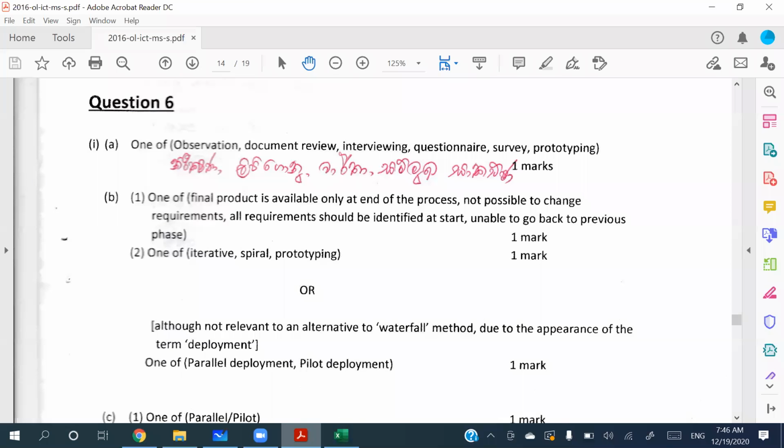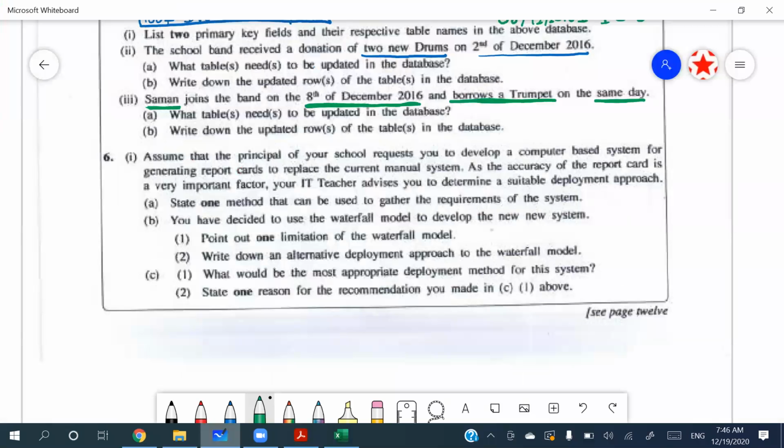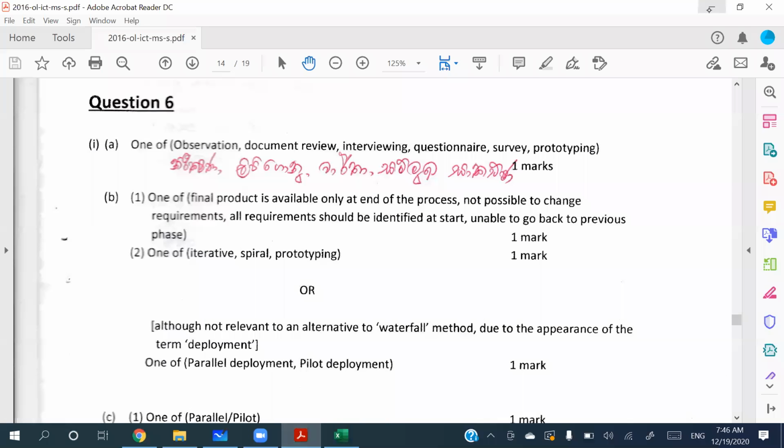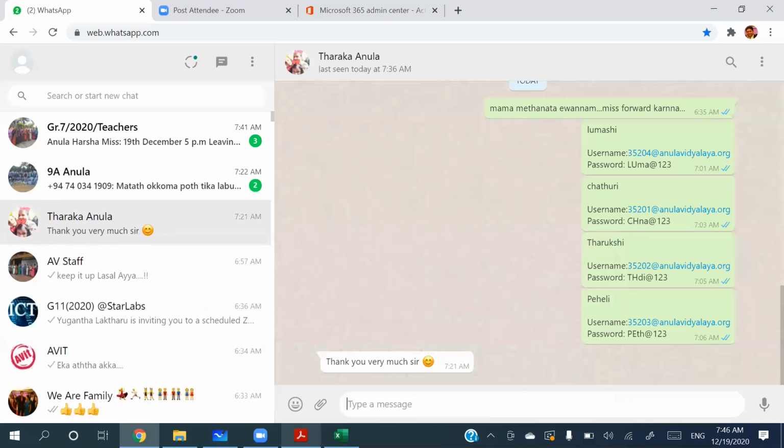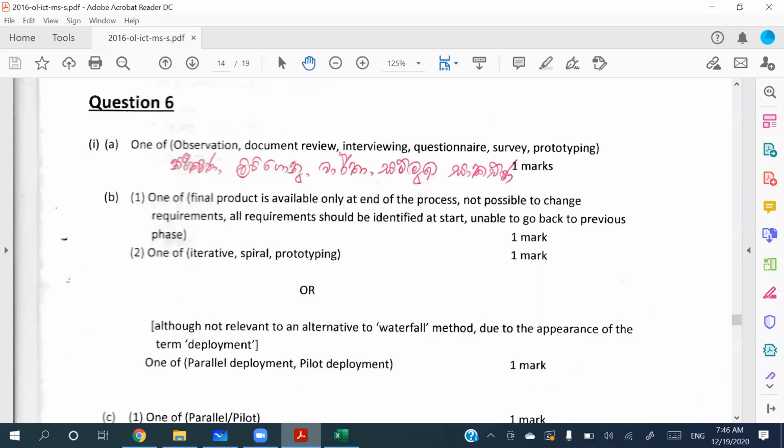The second one is asking about an alternative one. They ask to write down an alternative deployment approach to the waterfall model. So in your case, like iterative, spiral, prototyping kind of things, you may not know, because in your book it's the rapid development thing, as I remember, and the agile method.